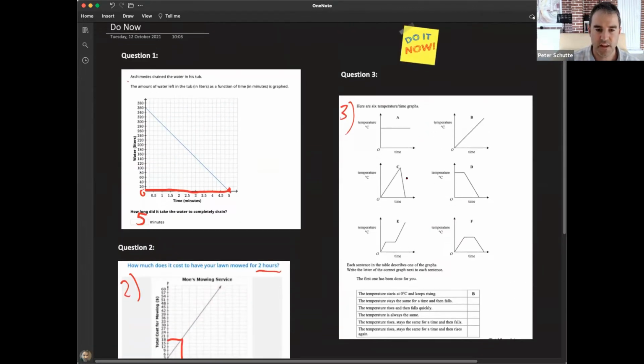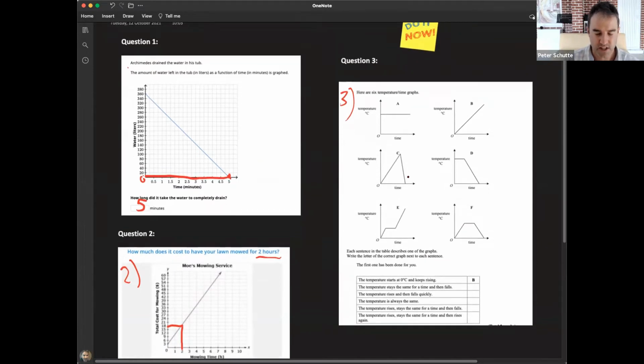And then the third question is to match each of these things here. So A, B, C, D, E. They've done the first one, which is B, and so that has been taken care of. The temperature stays the same for a time and then falls. For me, that has to be D. Then the temperature rises and then falls quickly. I would say that is going to be C, which is this one over here. So we've used up these two.